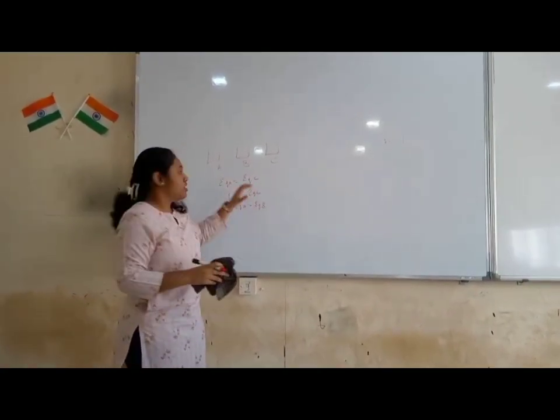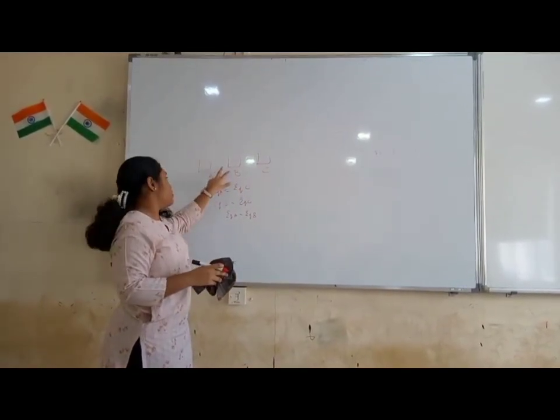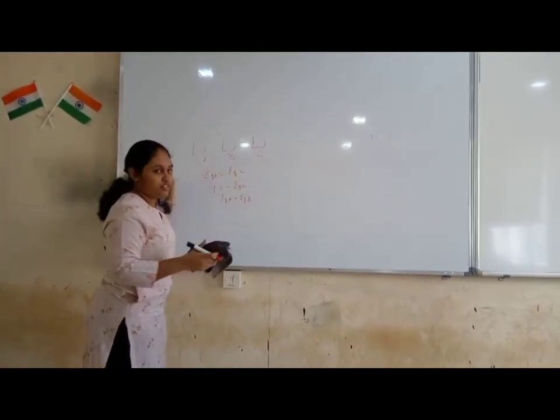This is the zeroth law. If two are separately in equilibrium with the third one, then these two are also in equilibrium with each other.